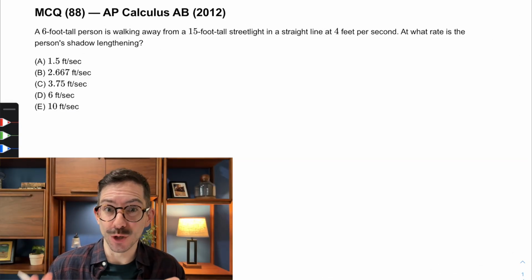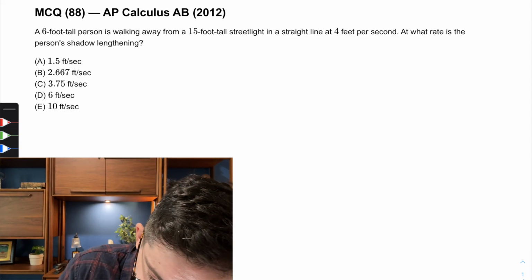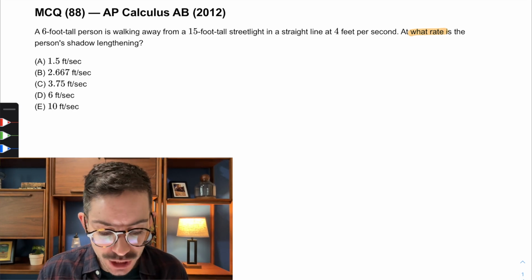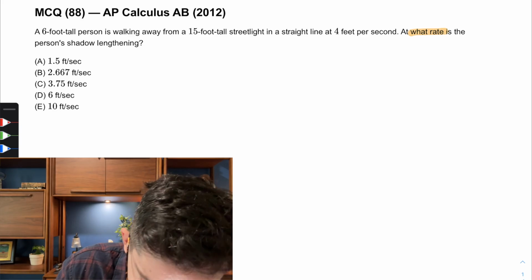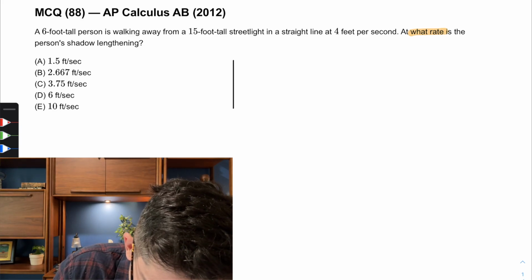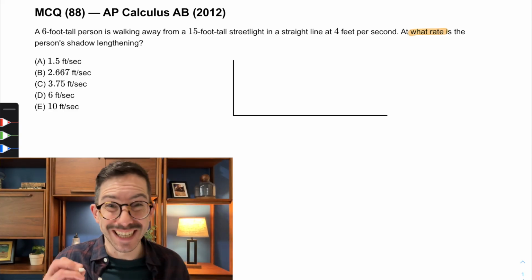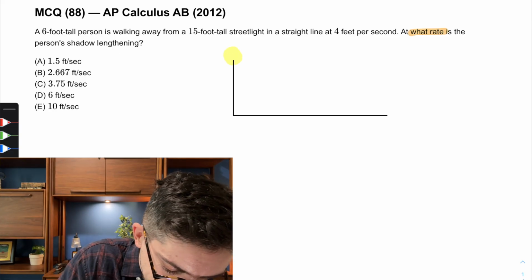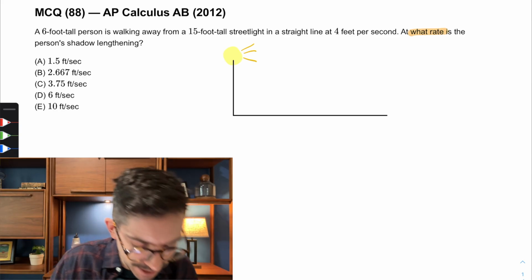It's a related rates problem. We can see that because we are asked in the context of the word problem about a rate. What rate is this shadow lengthening as someone walks away from a street lamp? For related rates problems, whenever possible, it's always a good idea to draw a diagram. So here, you don't need to add all this artistic glitz and glamour like I am, but it doesn't hurt, okay?